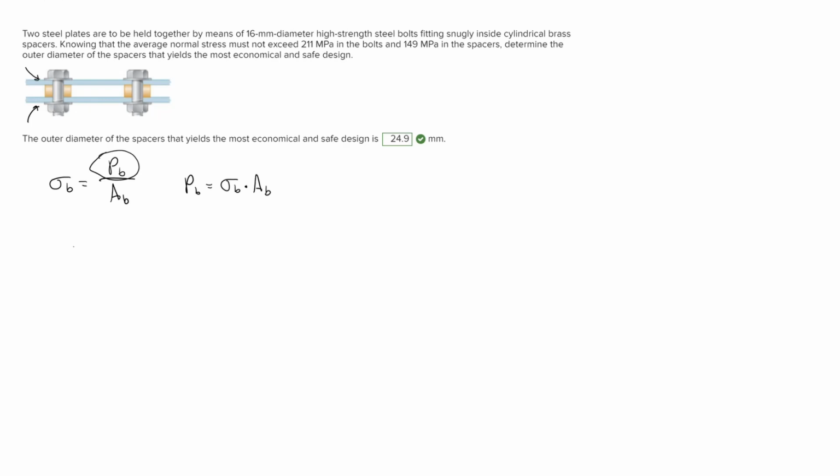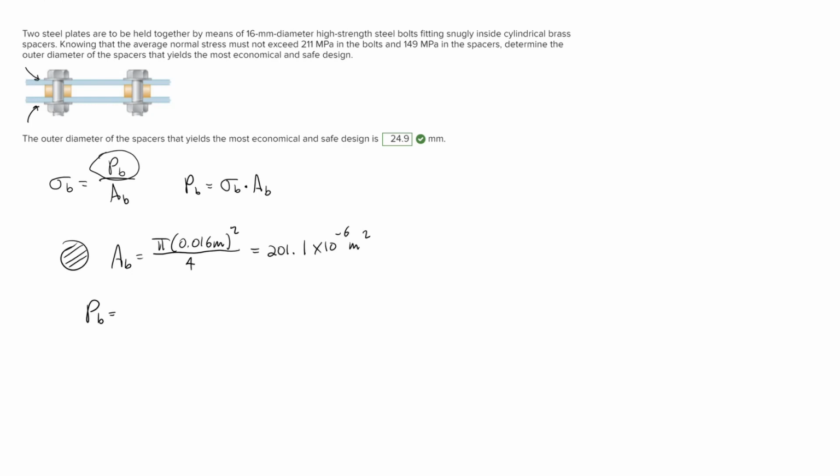And our formula for the cross-sectional area of the bolt, here's our bolt, just a quick sketch. The area of the bolt is equal to pi times the diameter of the bolt, 0.016 meters, squared over 4. And that's going to be equal to 201.1 times 10 to the negative 6 meters squared. And so now we can just plug that into our formula above and solve for the force through the bolt.